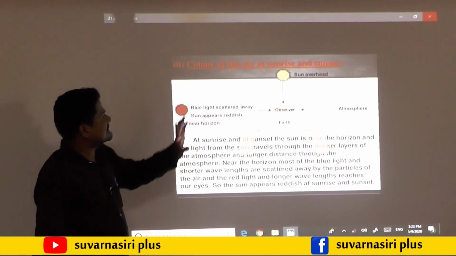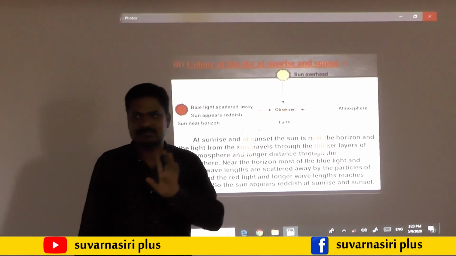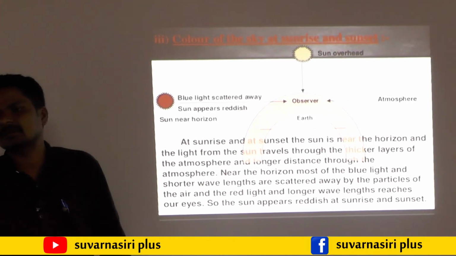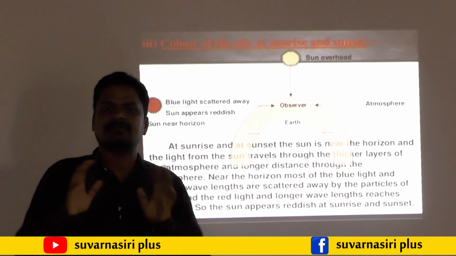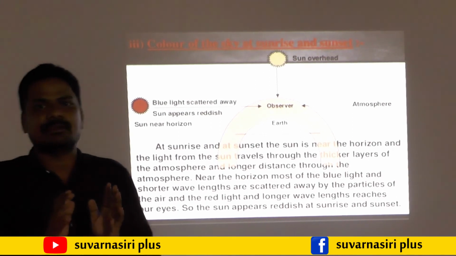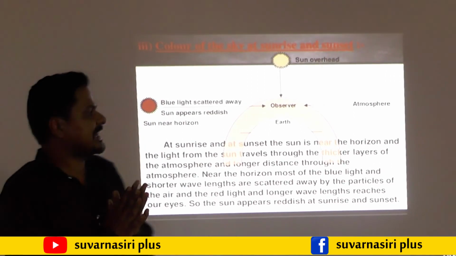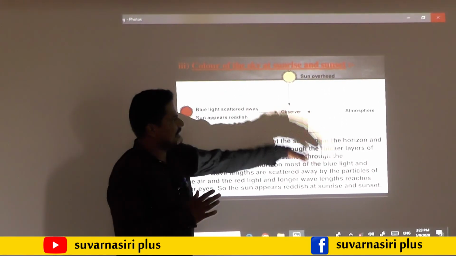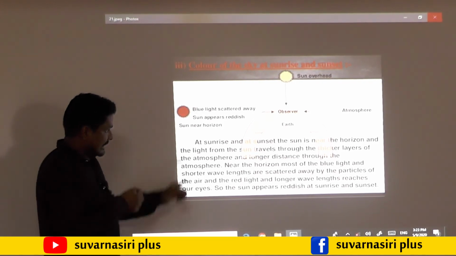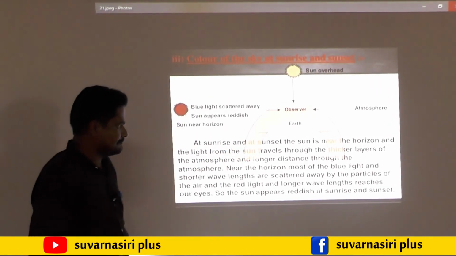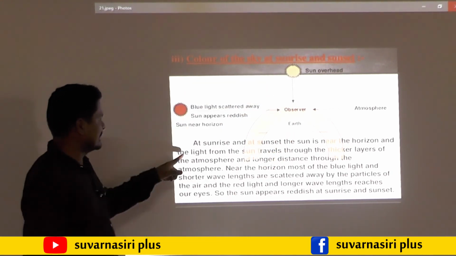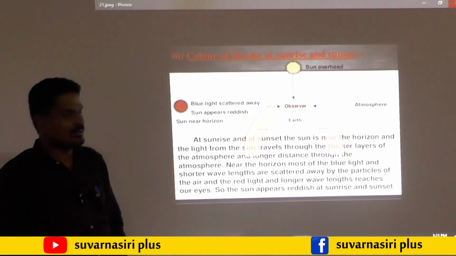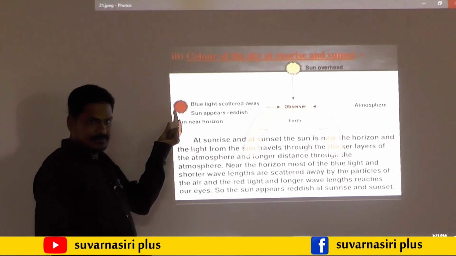Next, the color of the sky during sunrise and sunset. Dear students, when the sun sets, the color of the sun and the sky turns red. What is the reason behind it? Here we can see the earth and the atmospheric layers. At sunrise and sunset, the sun is near the horizon, and the light from the sun travels through thicker layers. When the sun is near the horizon, what will happen?